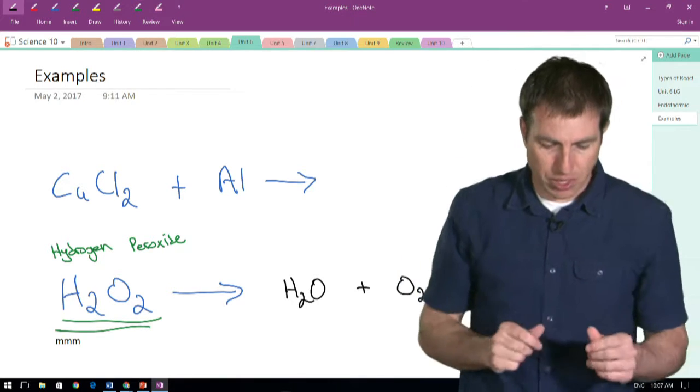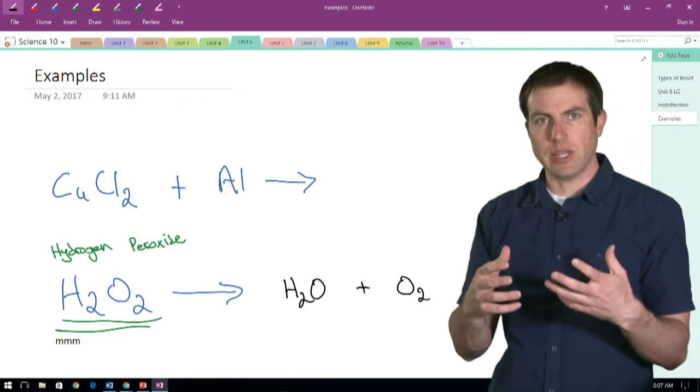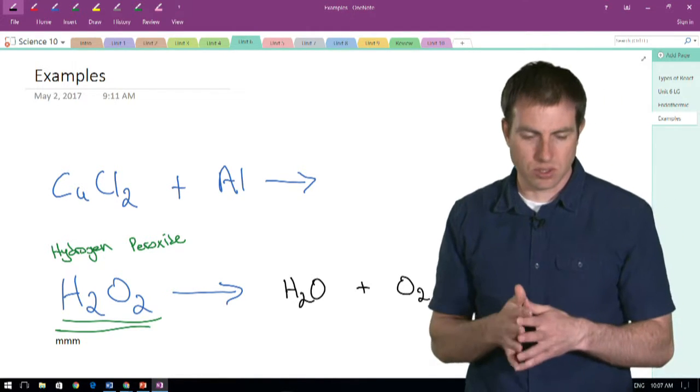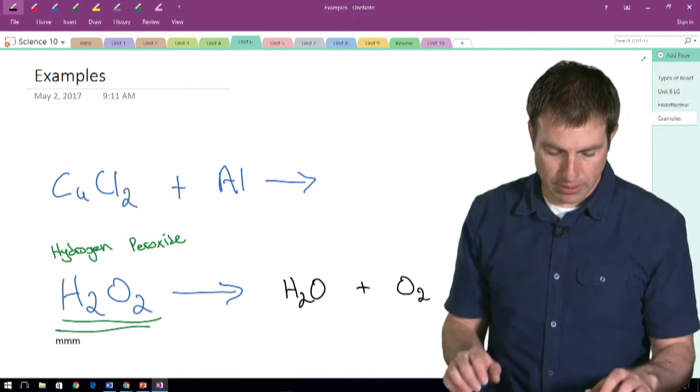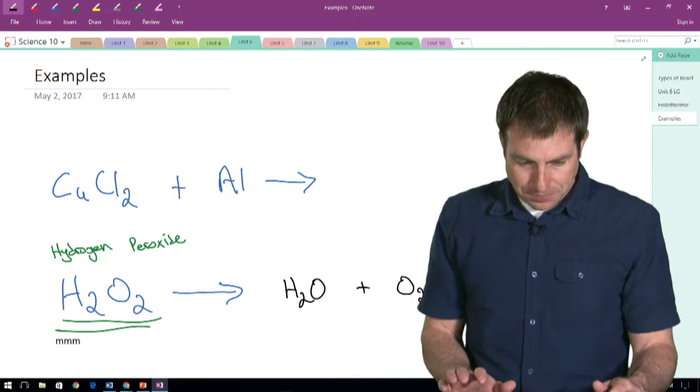There we go. So that's hydrogen peroxide. So we took hydrogen peroxide. Because it's really concentrated, it breaks down into water and oxygen. And again, that's probably about 10 times the concentration of the stuff you might have at home. So there you have it.